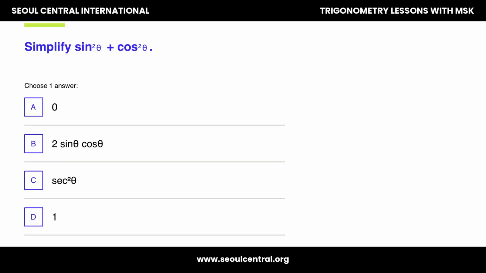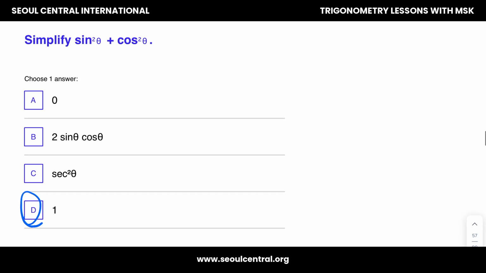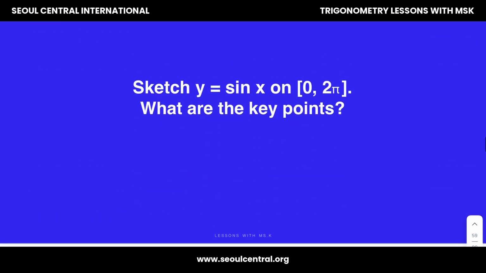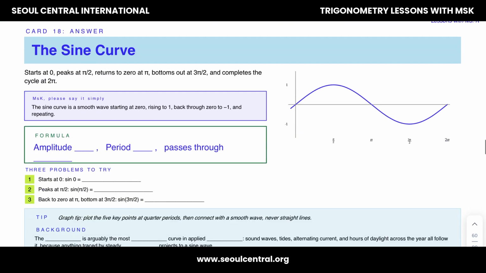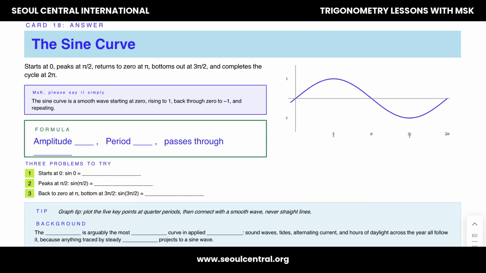Simplify sine squared theta plus cosine squared theta. That would give us 1. Now, if we were to sketch y equals sine x on the closed interval 0 to 2 pi, what would the key points be? For the sine curve, you want to start at 0, then peak at pi over 2, then return to 0, then bottom out at 3 pi over 2, and then complete the cycle at 2 pi. That is 1 period.